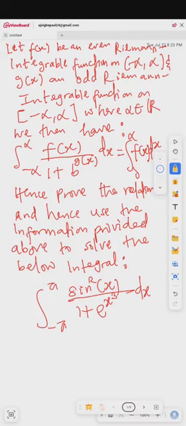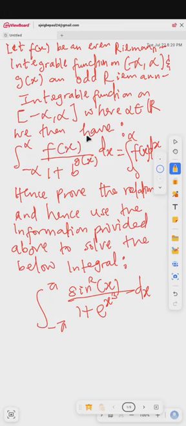So in today's video, we'll be looking into an important theorem in calculus, and then we'll be solving an integral as an example. So now let f of x be an even Riemann integrable function on the interval minus alpha to alpha, and also we have g of x, an odd Riemann integrable function on minus alpha comma alpha, where alpha is an element of the real numbers.